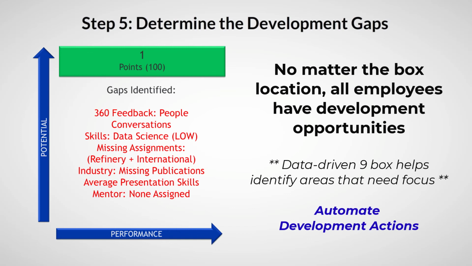Using the data-driven 9 box, once you've established criteria to determine whether or not an individual should be in box 1 or box 5, and also how they rank within that box compared to other employees, then you're going to know what are the factors that they're very good at and what are the factors that you're trying to improve. So using this example, even if someone's in box 1, if they have a derailer for people conversations, or if they're low in data science skills, or if they're missing certain assignments that are important for their long-term development, the roadmap will tell you that, the data-driven 9 box criteria will tell you that, and then you can automate the development actions and feed them into the planning cycle for future development.